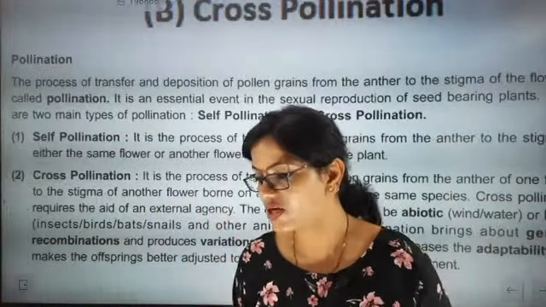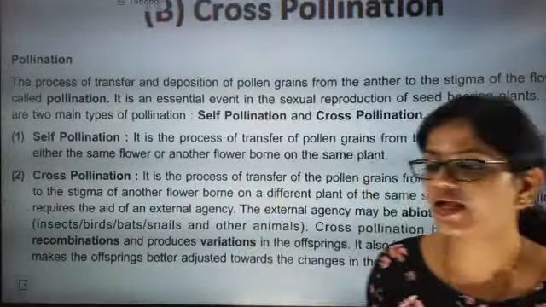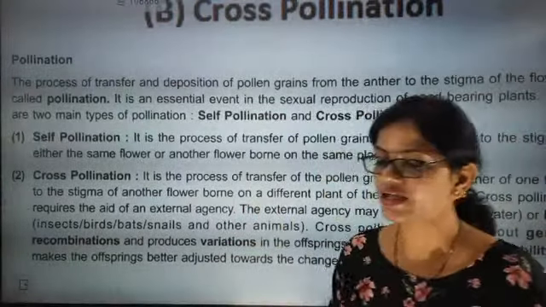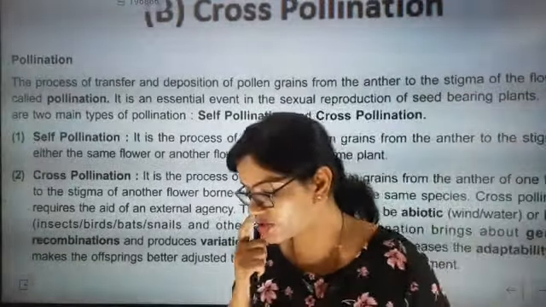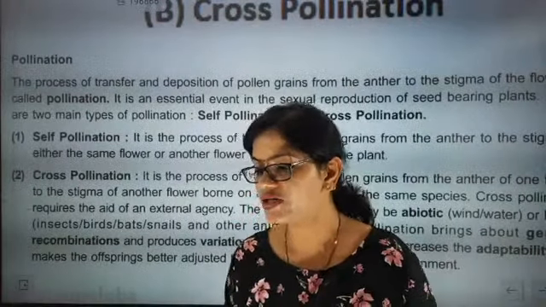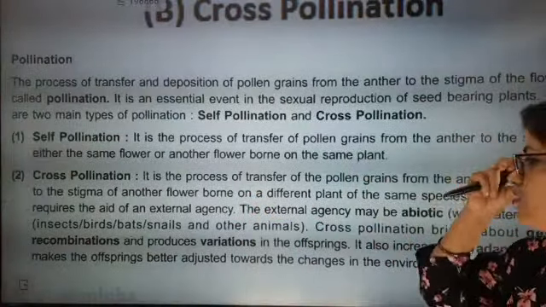So in that case we are calling it cross-pollination. I hope you have understood this point. This is exactly called cross-pollination.